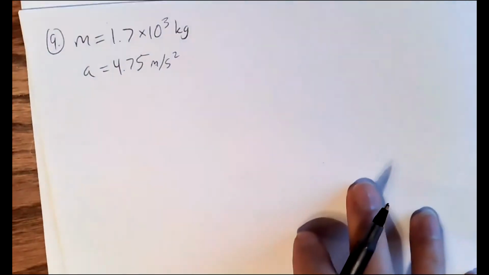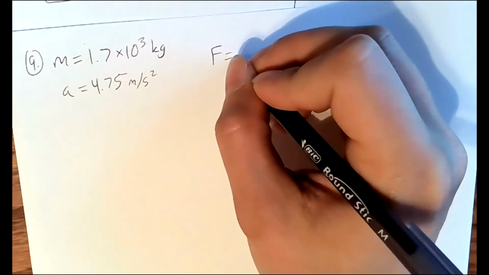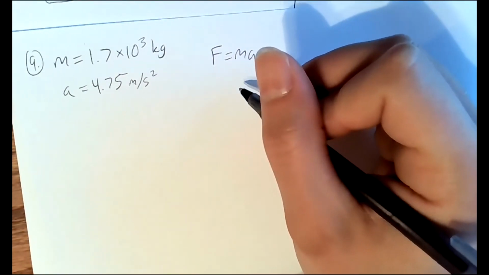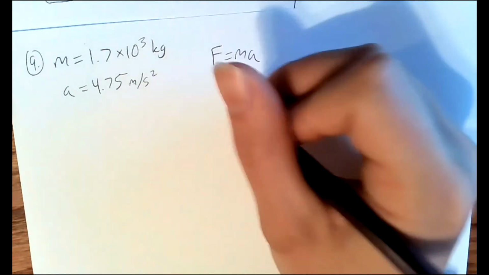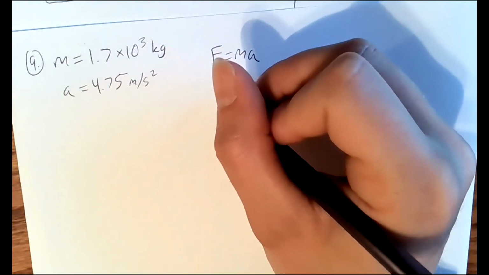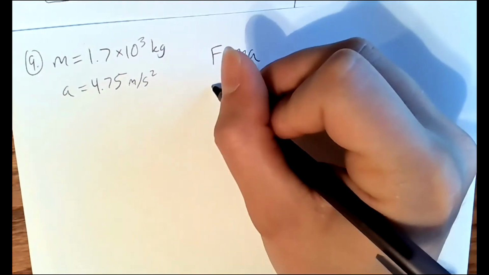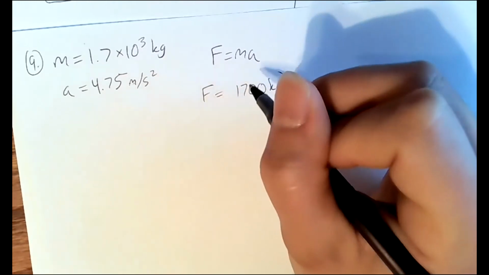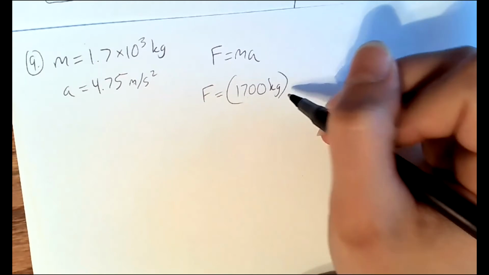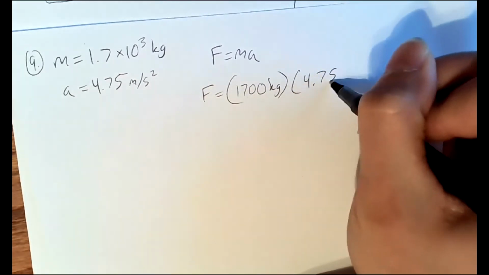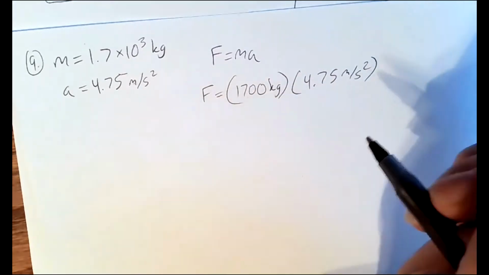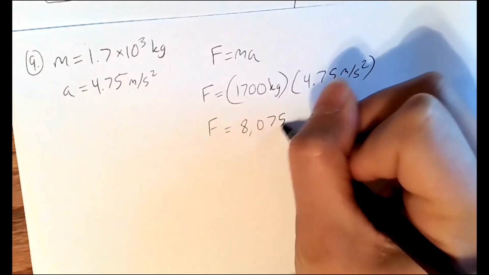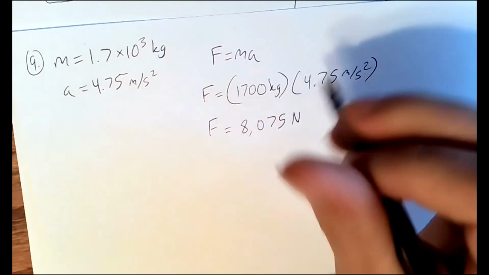So all we're doing is using that equation again. Another way to write 1.7 times 10 to the third power is 1,700 kilograms times 4.75 meters per second squared. F equals 8,075 newtons.